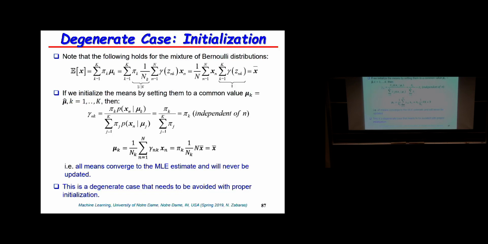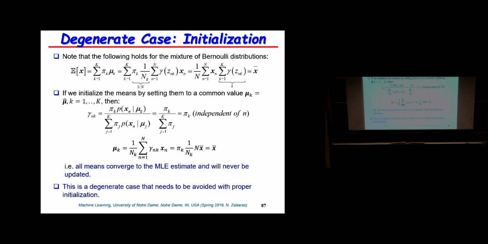At every iteration of the EM algorithm, it will keep telling you that the centers of the clusters remain the same and equal to this value x bar, which is the sample mean of all the points. The derivation is given in these two little equations. So if you start with something like this, you will always be trapped with the centers having all the same value. You will never be able to generate the right solution.